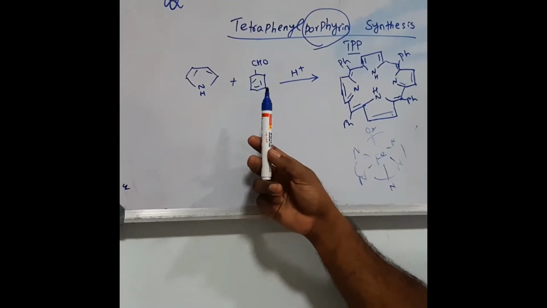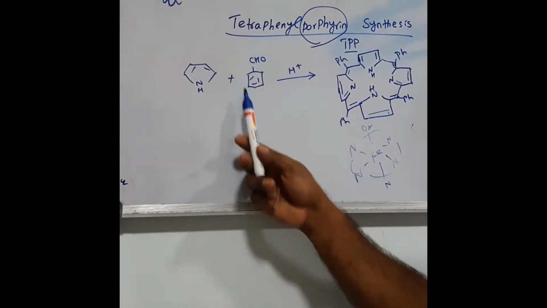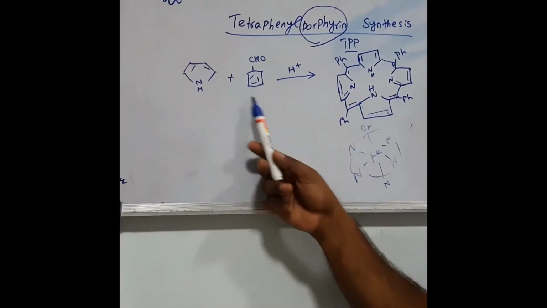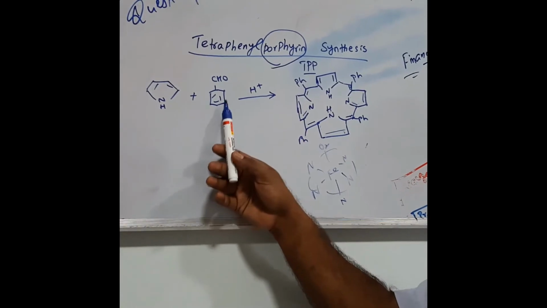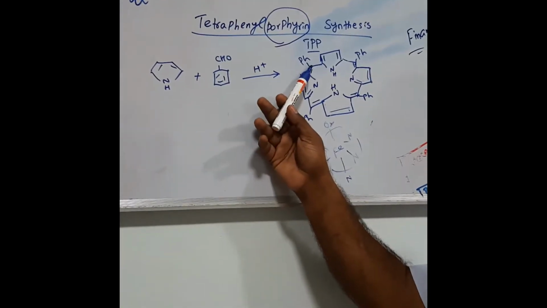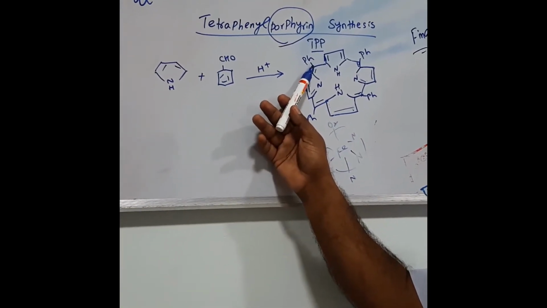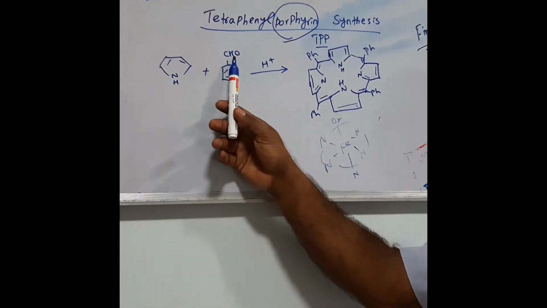Then you will have the electrophilic compound, which should be benzaldehyde. We can take benzaldehyde or any other aldehyde. Whichever aldehyde group you are taking, accordingly you will have the substitution at the meso carbon. This is called the meso carbon, so the meso carbon will have the substitution.